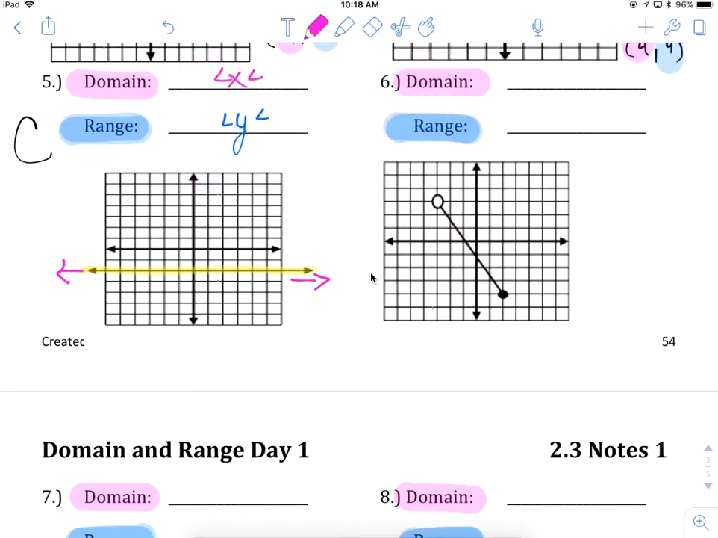For the x's, I'm going to be asking how far left and right does it go? Well, left has an arrow, so that's negative infinity. Right has an arrow, that's positive infinity. Whenever we have the double infinities, that's all real numbers. I promise you it will not always be all real numbers.